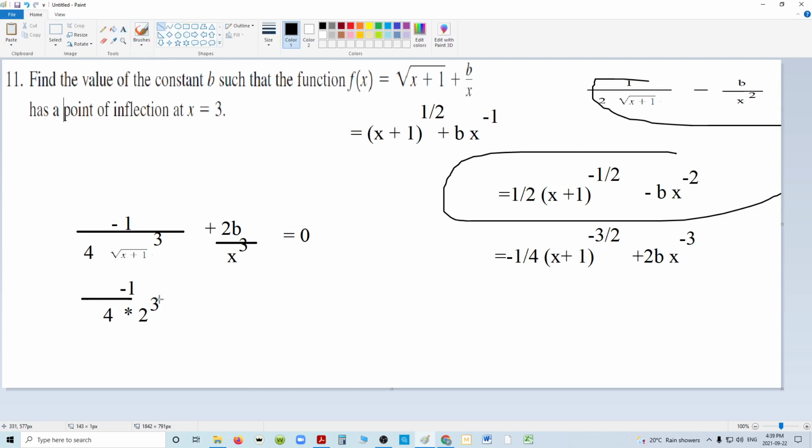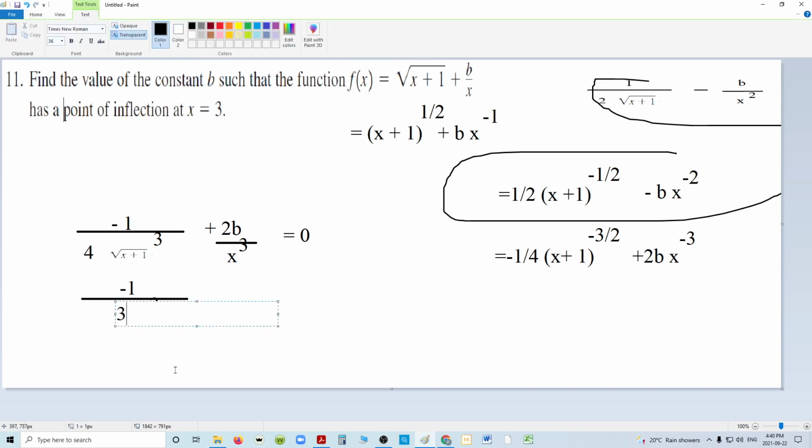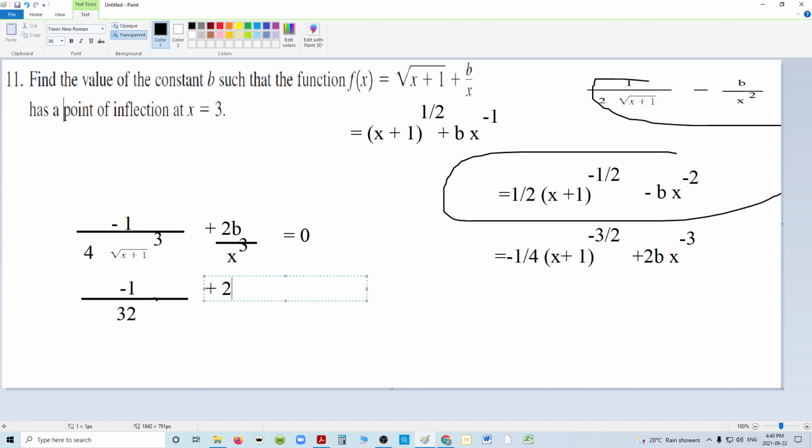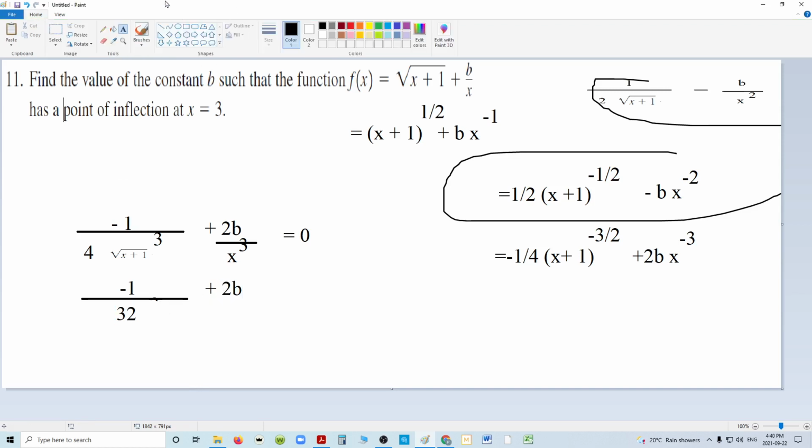I get this. What is 2 to the power of 3? It's 8. What's 8 times 4? 32. So I get negative 1 over 32. Boom, I have a number. That's great. This 2b, I just leave it like it. And it's all over x cubed. Well, I happen to know that x cubed is equal to 3 there. So it's all over 27.